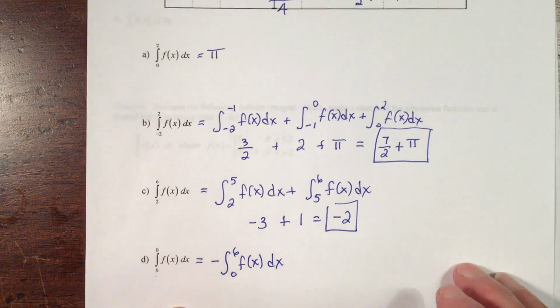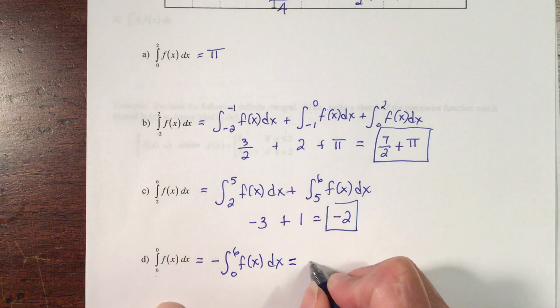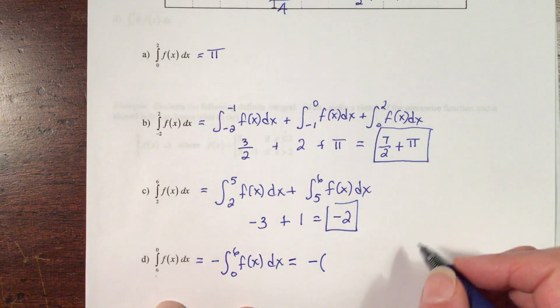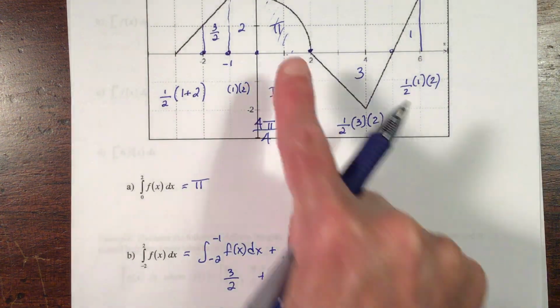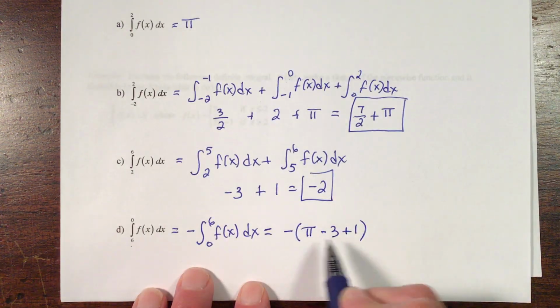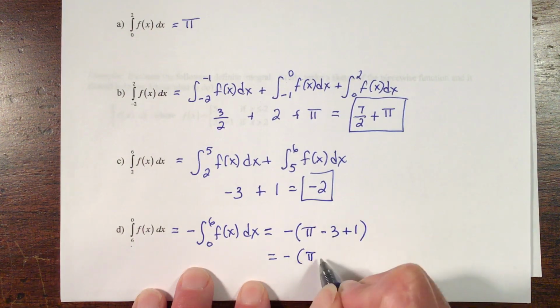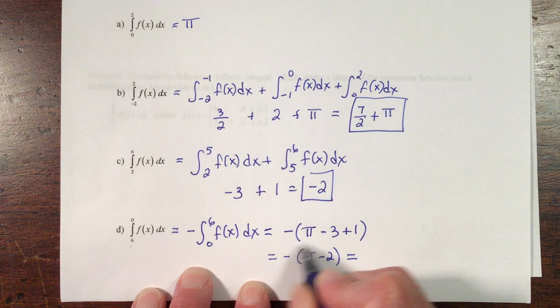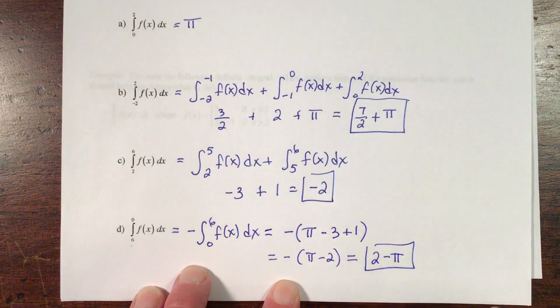And I'm going to kind of cheat a little bit now because I think we're pretty comfortable with what's going on here. But basically, we're going to negate whatever we get from evaluating the integral from 0 to 6. So if I look up at my picture, going from 0 to 6, I have pi minus 3 plus 1. Pi minus 3 plus 1. This is going to be pi minus 2. Distribute your negative, and you get 2 minus pi as the overall answer.